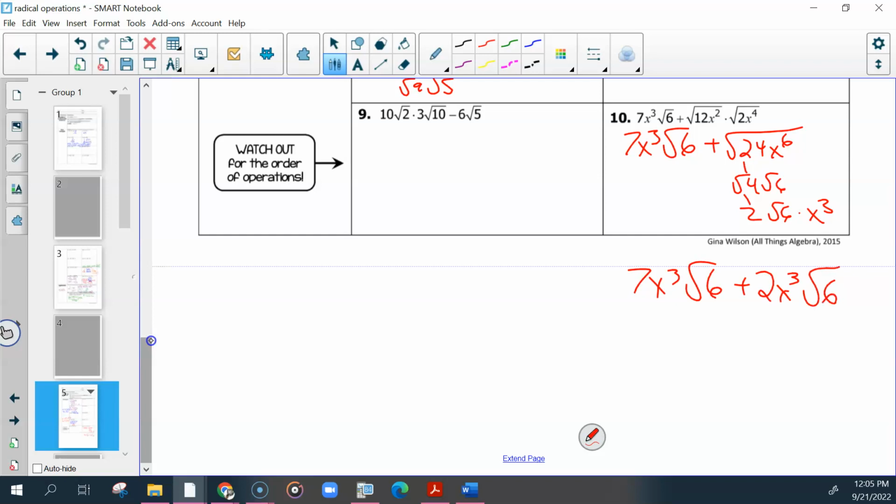Now do we have like terms? Yes, they have the same variable, the same exponent, the same radicand. All of that has to apply in order to combine them. If one had x squared and one had x to the 3rd, we could not add them. The same variable, same exponent, same radicand. Okay, do we have questions about that one?